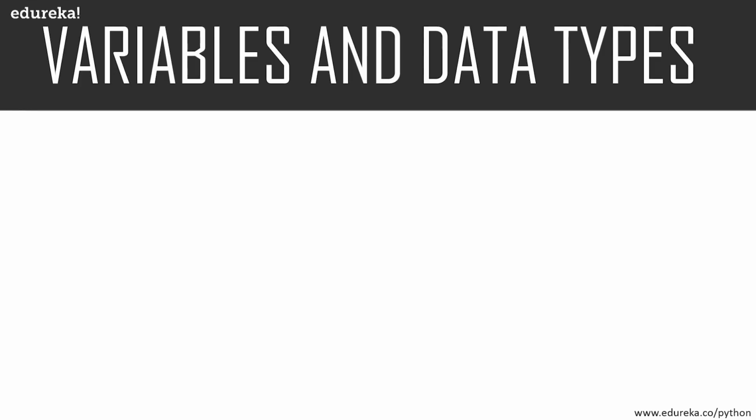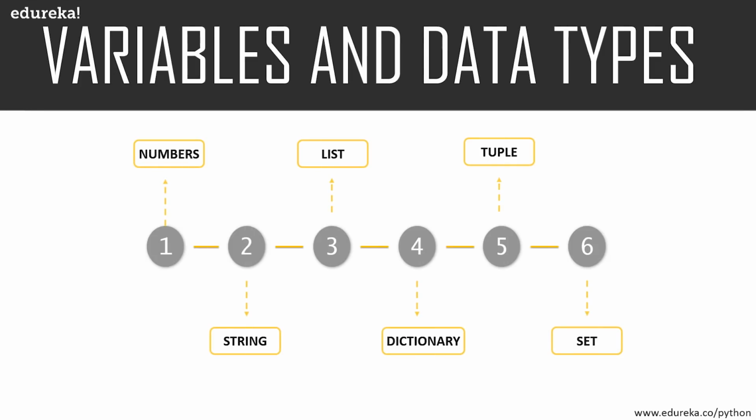Variables are nothing but the memory locations where we store a value, and these values we may or may not change in the future. According to the properties they possess, there are 6 data types in Python, namely numbers, string, list, dictionary, tuple, and a set. Now let's take it up to Jupyter Notebook to understand these data types briefly.